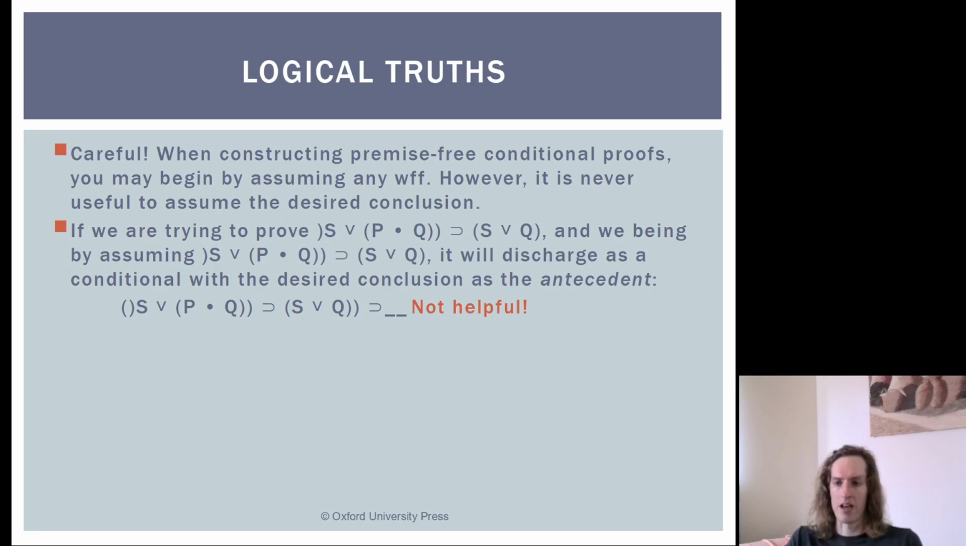If we assume, if S or P and Q, then S or Q, and we're doing a conditional proof with that as our first line, what we're really showing is that something else follows from that, but that's not what we're trying to show.